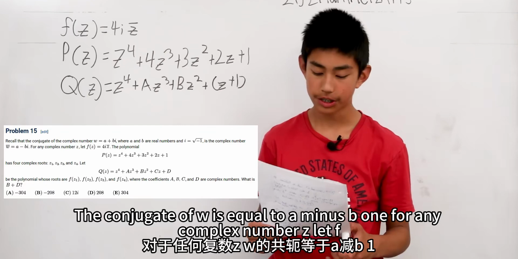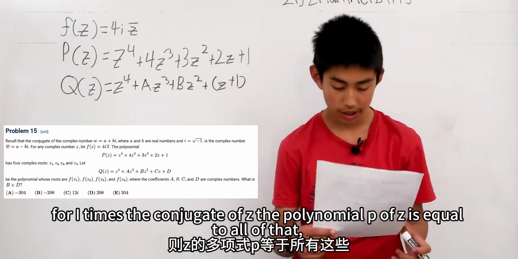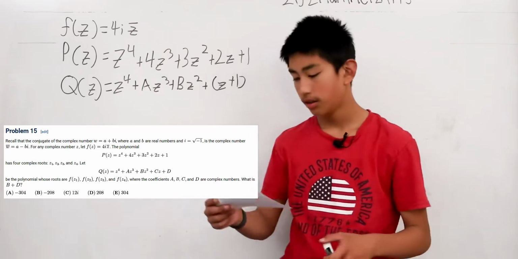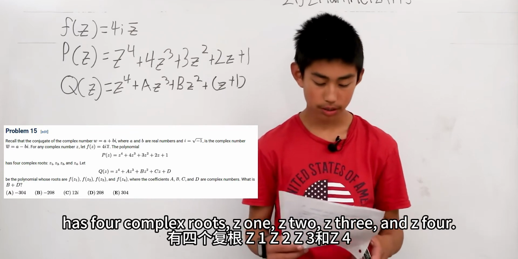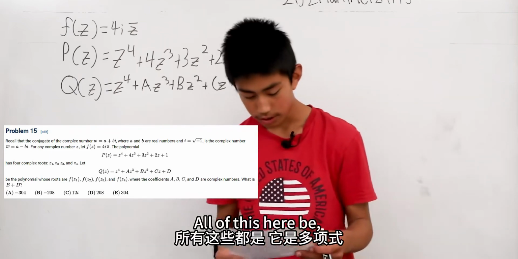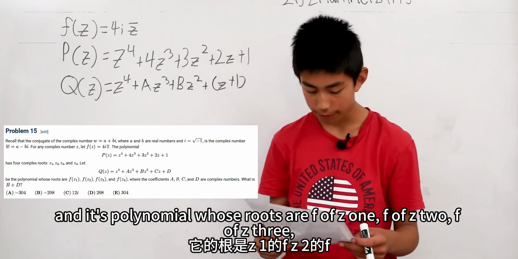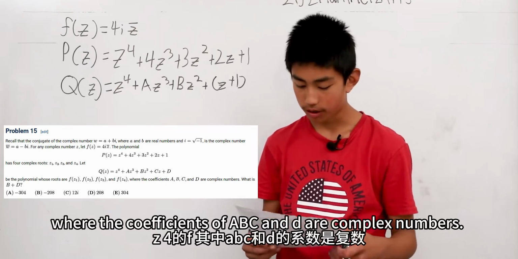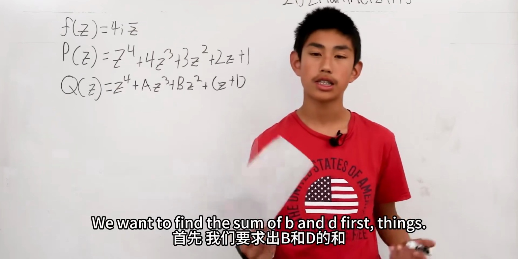For any complex number z, let f of z be 4i times the conjugate of z. The polynomial p of z is equal to all of that, and has 4 complex roots, z1, z2, z3, and z4. Let q of z be all of this here, a polynomial whose roots are f of z1, f of z2, f of z3, f of z4. Where the coefficients a, b, c, and d are complex numbers, we want to find the sum of b and d.